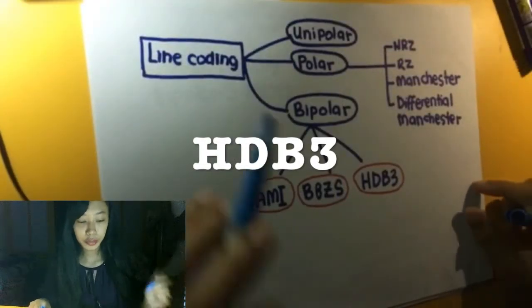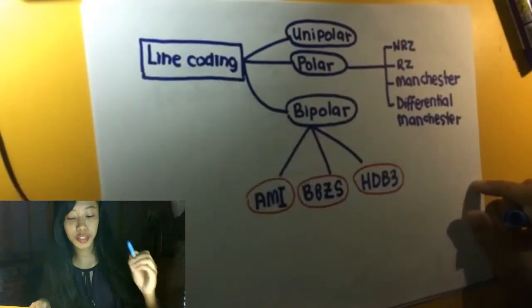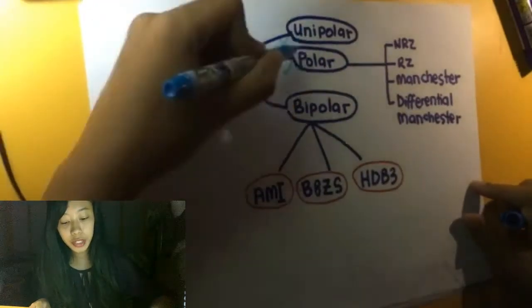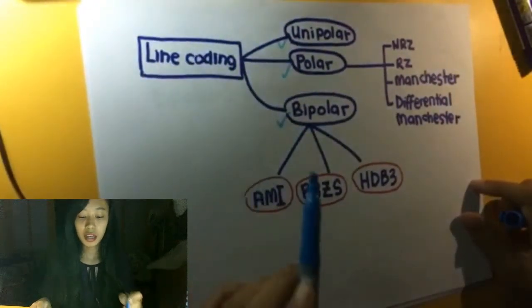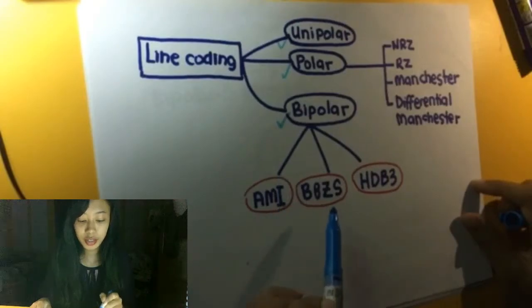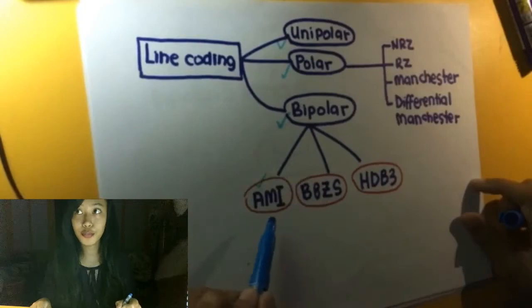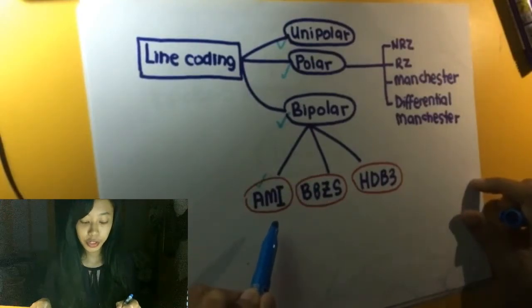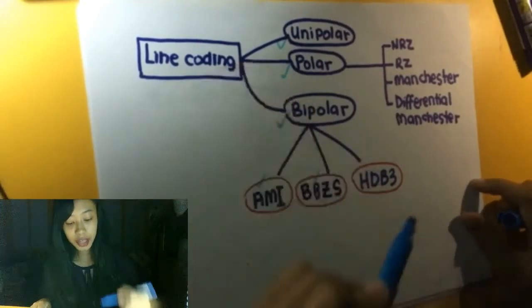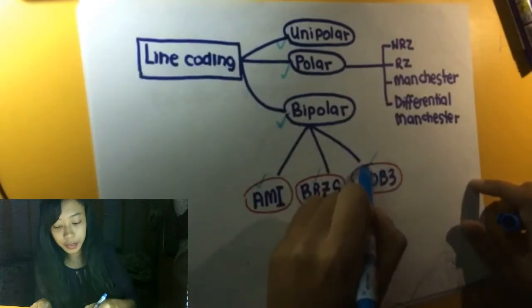As you already know, line coding can be divided into types, which are unipolar and bipolar. We have 3 other techniques under bipolar, which are AMI, which stands for alternate mark inversion, B8ZS, and HDB3. Now we are going to talk about scrambling.